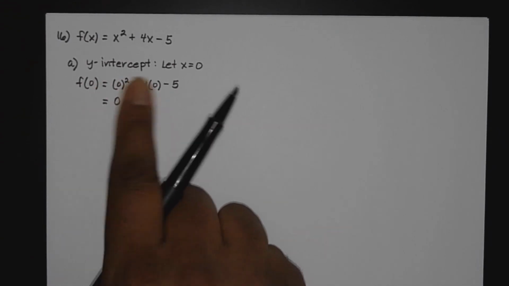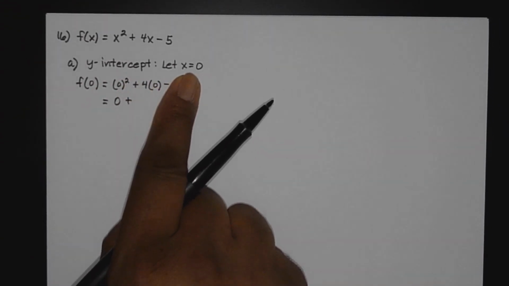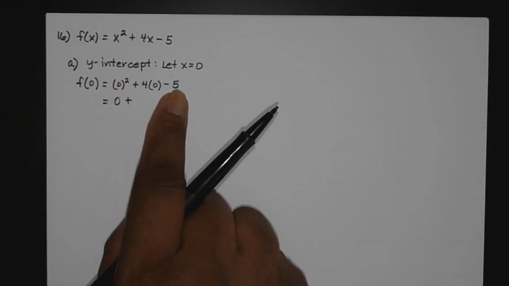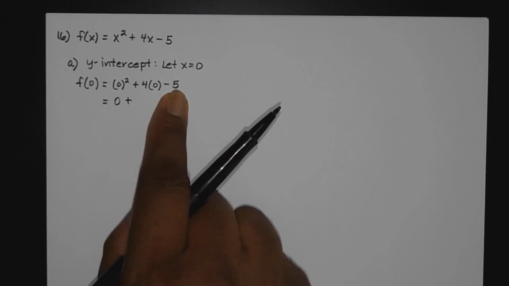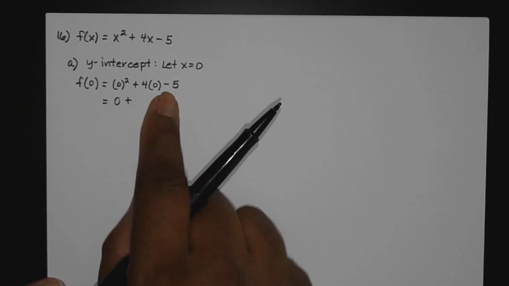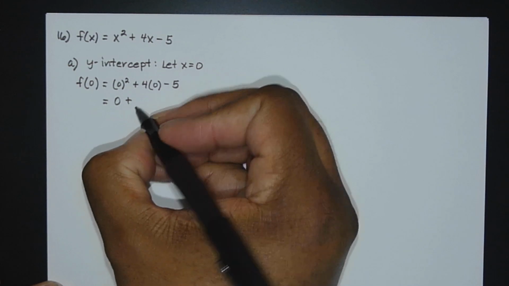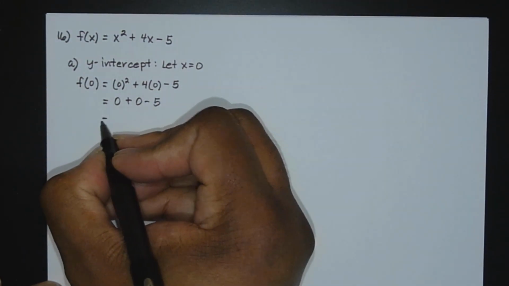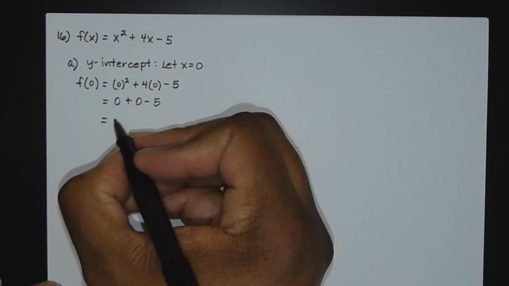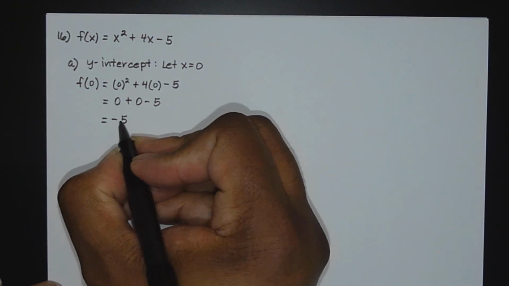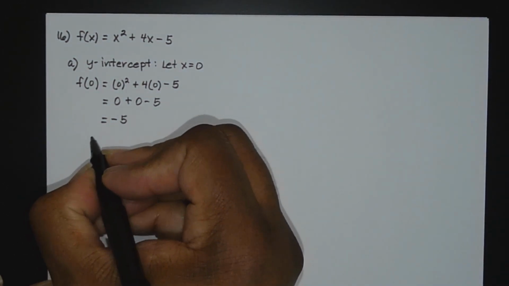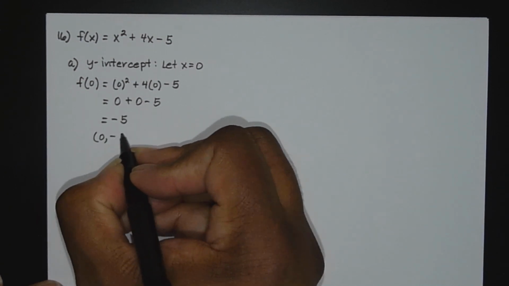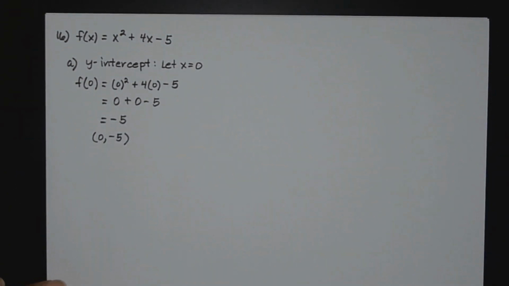All right, so in this case, to find the y-intercept, you always let x equal 0 and simply solve. Find out what f of 0 is. So 0 squared is 0, 4 times 0 is 0, minus 5. So 0 plus 0 minus 5 ends up being negative 5. So that means that the y-intercept is the ordered pair 0, negative 5.